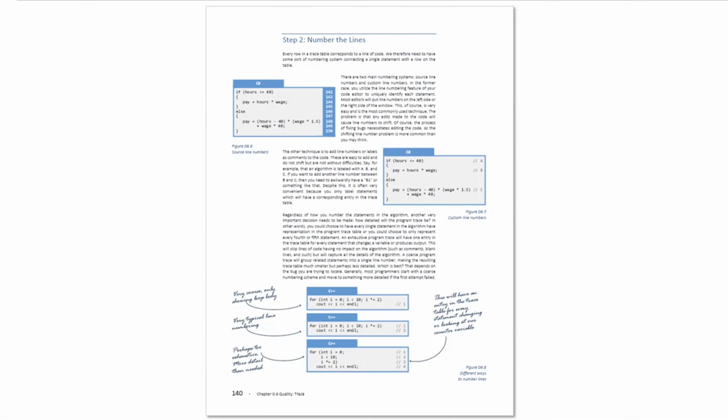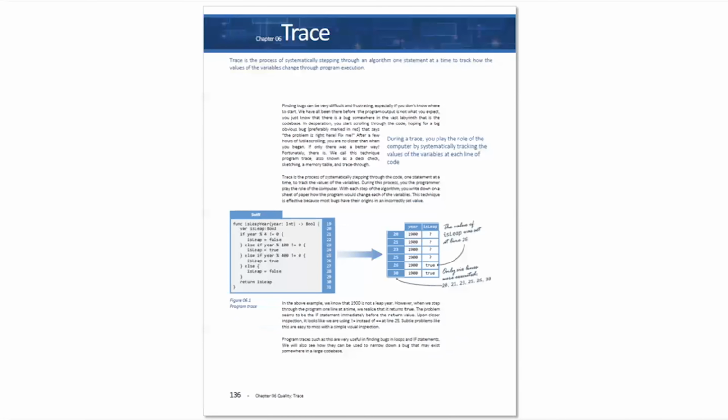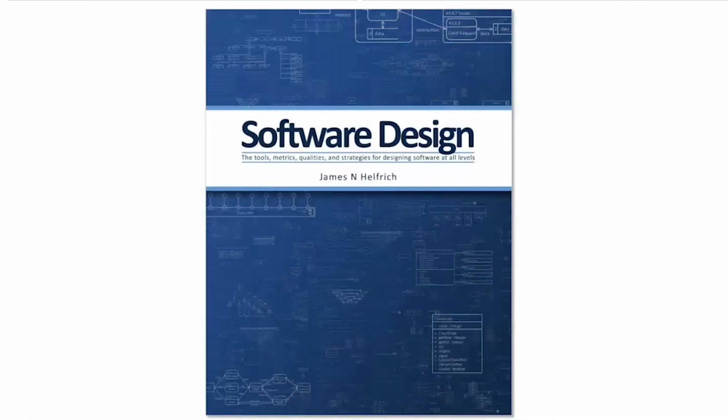You can learn more about conducting a program trace by taking a look at section step 2, number the lines, in the trace chapter of the software design textbook.